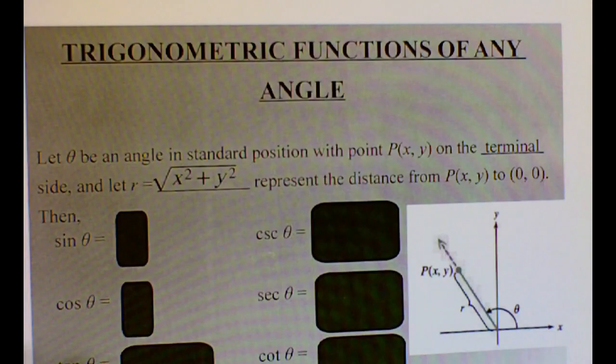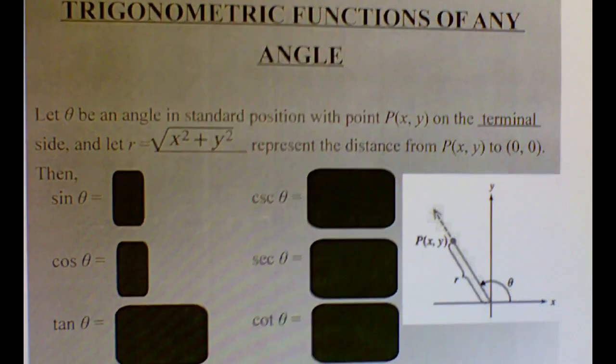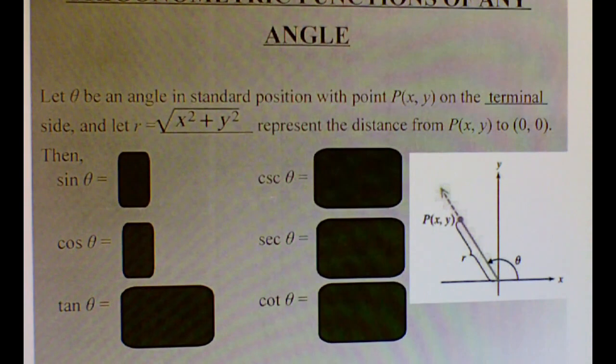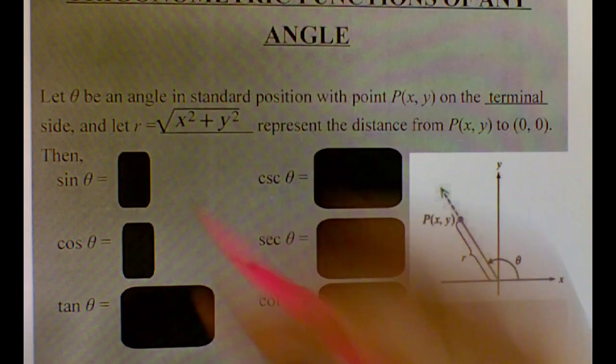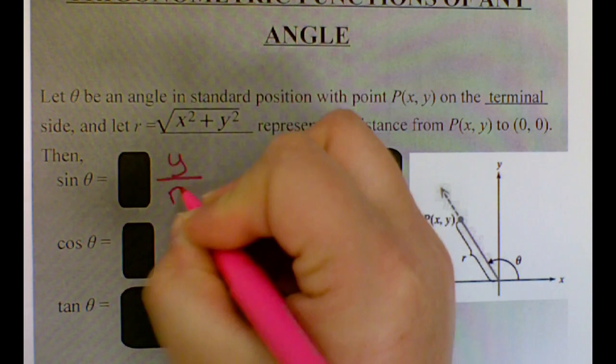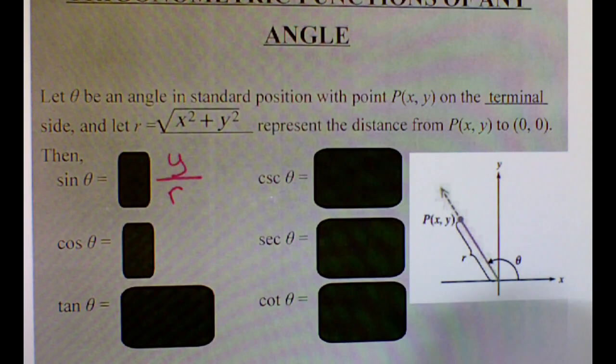All right, trig functions of any angle. Theta is an angle in standard position with the point xy on the terminal side. R is going to equal the square root of x squared plus y squared, and that is the distance from our point to the origin. So the sine of whatever this angle is always y over r. This is true for our unit circle, except that r was always 1.